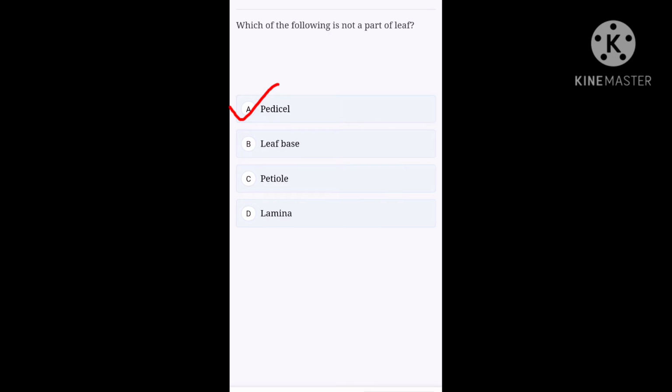Okay, next question. Which of the following is not a part of leaf? Option A pedicel, option B leaf base, option C petiole, option D lamina. Major leaf parts are leaf base, petiole and lamina. So option A pedicel is the odd one out here.